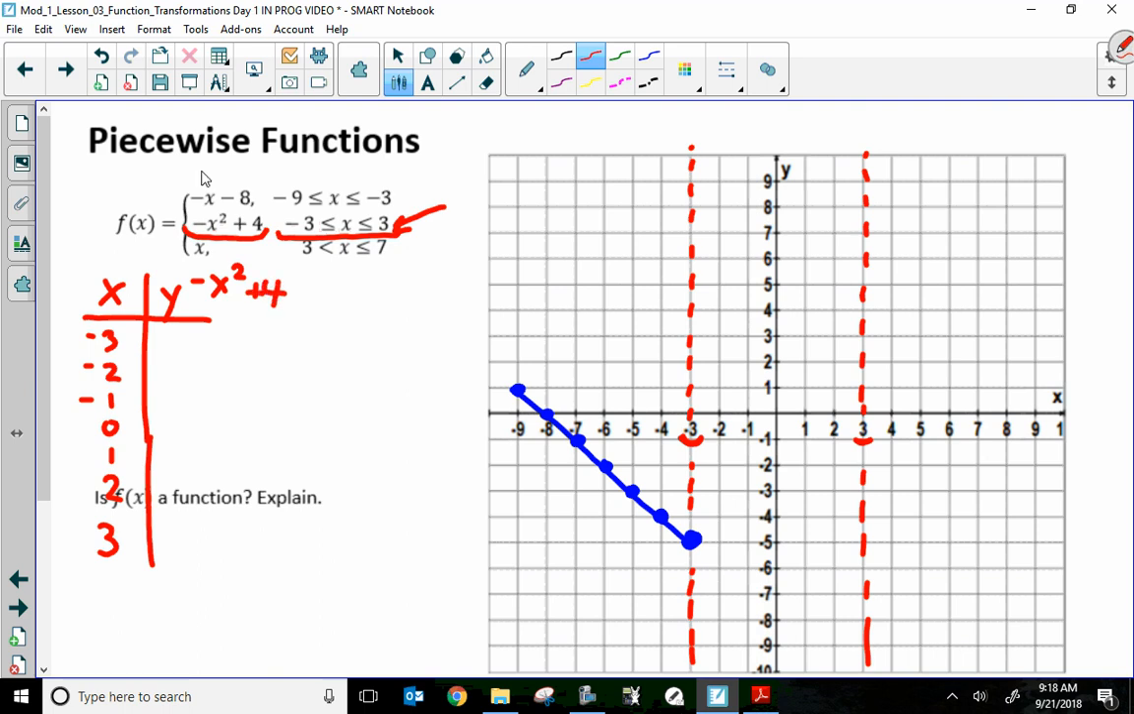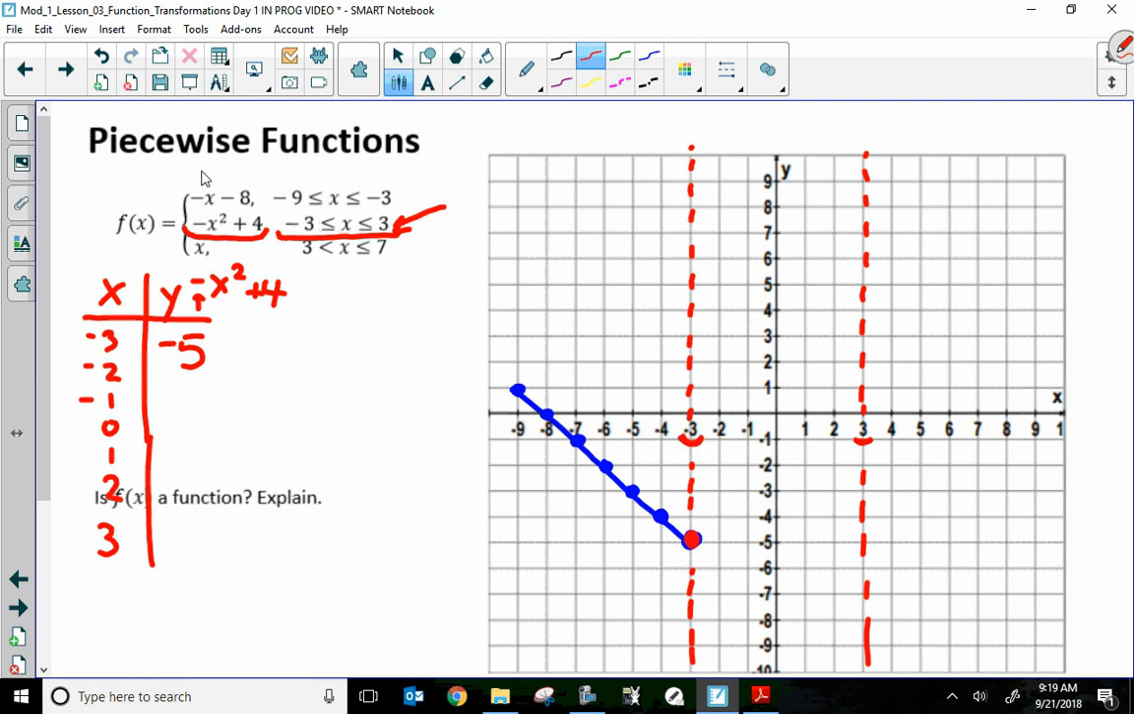That would be 4. If I take negative 3 and square it, I get 9. If I negate that, I get negative 9. And if I add 4, that's negative 5. So my point is negative 3, negative 5. Look at that. It continues.